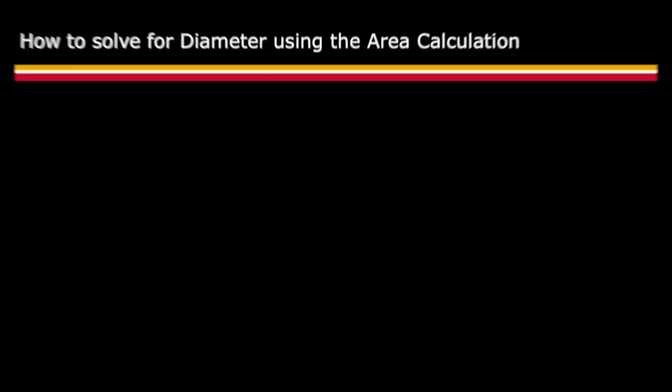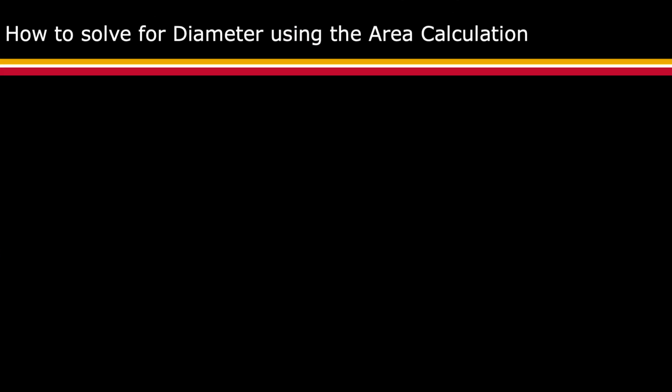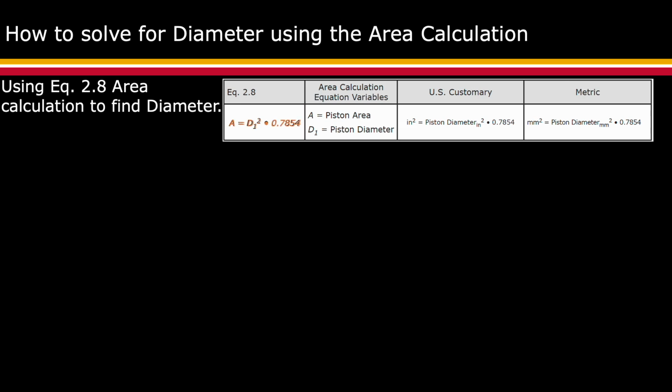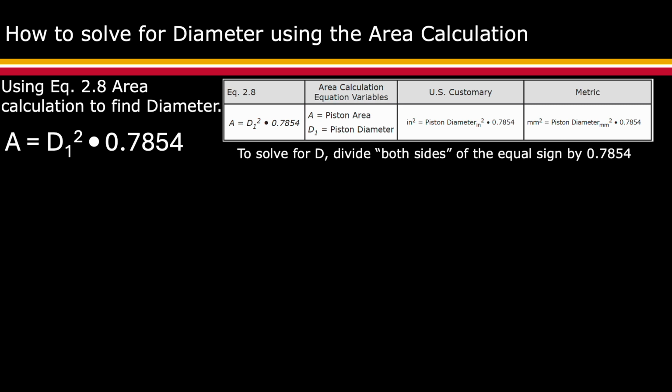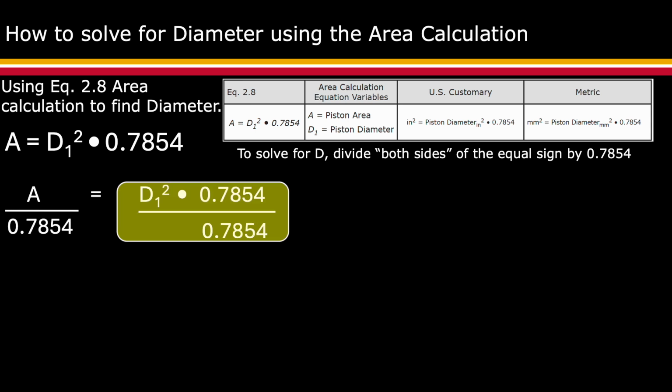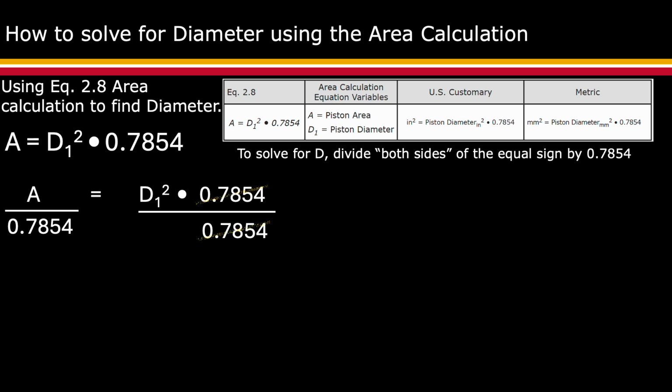How to solve for diameter using the area calculation. Using the formula from equation 2.8, in order to solve for d, you would first divide both sides of the equal sign by the constant of 0.7854. Looking at the right-hand side of the equation, because the constant of 0.7854 is both the numerator and denominator, they cancel each other out, which will result in this equation.